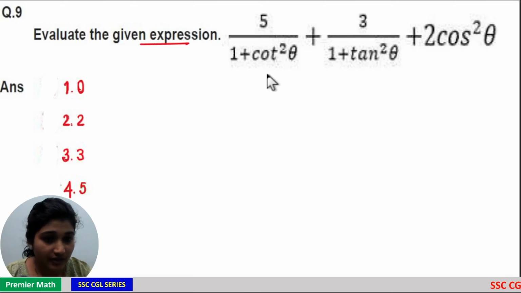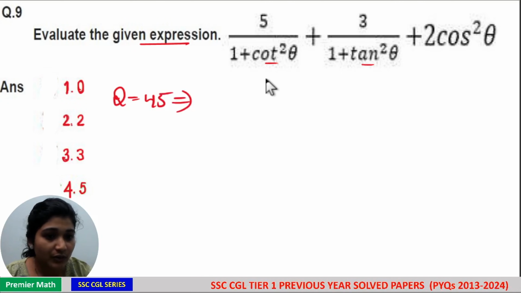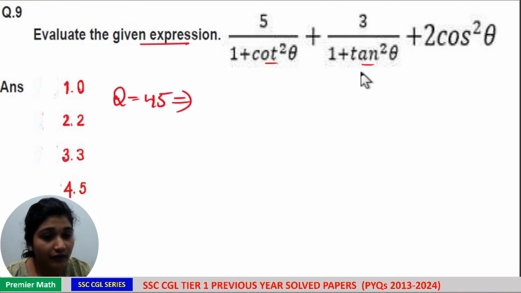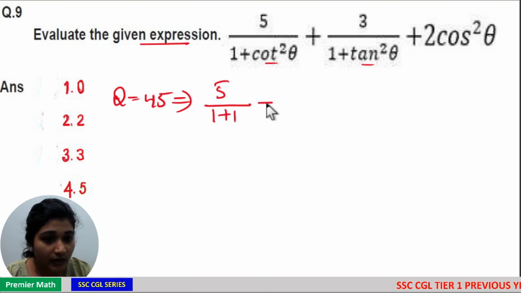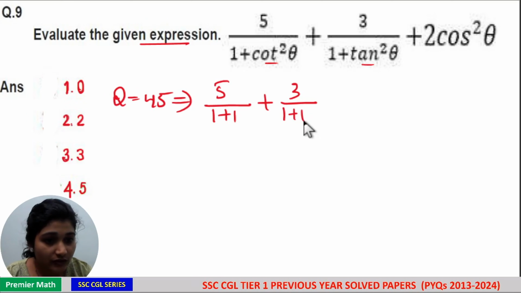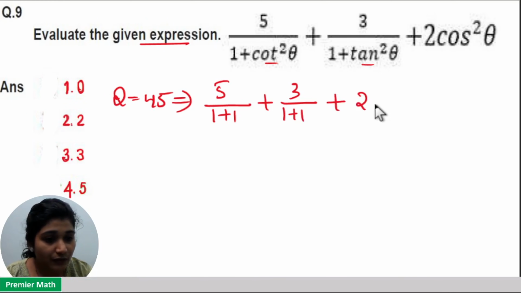Evaluate the given expression. Here we have cot theta and tan theta in the question. So just put the value of theta as 45 and find the answer, because both cot 45 and tan 45 are 1, so it will be easier to calculate. So the expression becomes 5 divided by 1 plus cot square 45, which means 1 plus 1, plus 3 divided by 1 plus tan square theta, which means 1 plus 1, plus 2 into cos square 45. Cos 45 is 1 by root 2, then cos square 45 is 1 by 2.